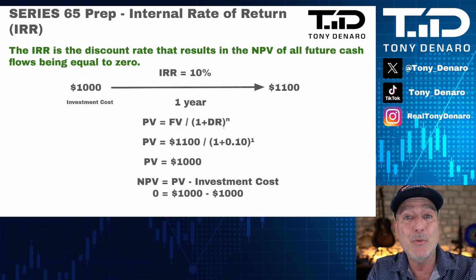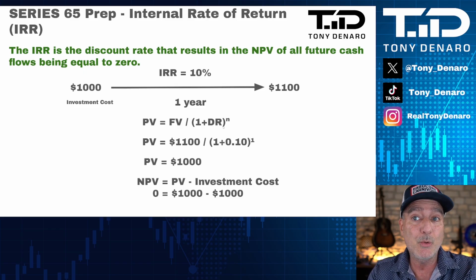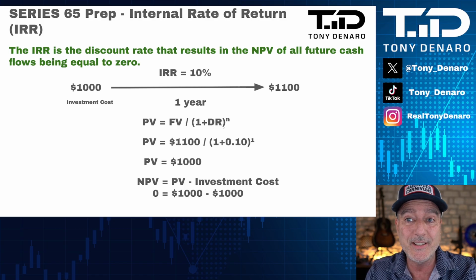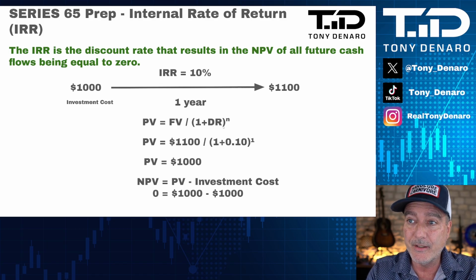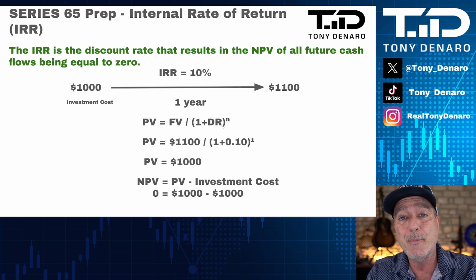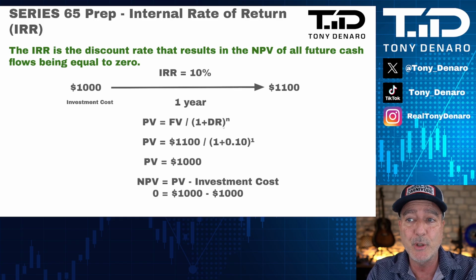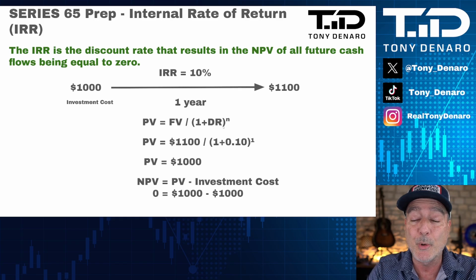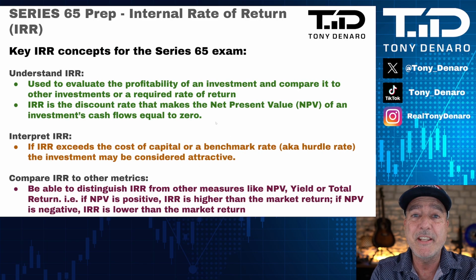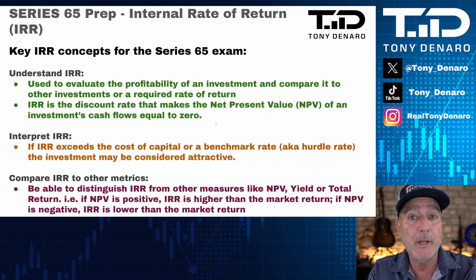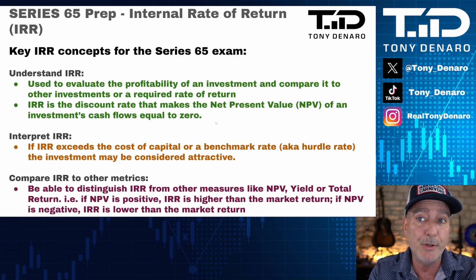Because an internal rate of return on a multi-year investment can be difficult to calculate, you're not going to need to calculate them for the Series 65. And it is just useful to remember, as I said, that the IRR is the discount rate that results in the NPV of all future cash flows being equal to 0. What else do you need to know? These last 2 pages are really what I want you to memorize, or make sure you're focusing on understanding as you use your study materials.